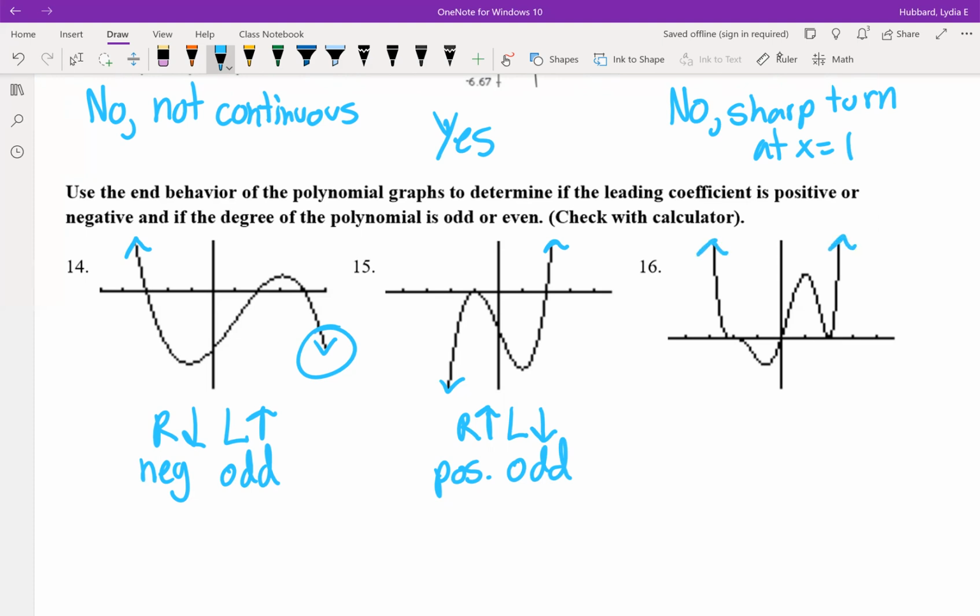And finally, the last one, we have our right side going up and our left side doing the same. So because our right side is going up, that means that we have a positive leading coefficient. And because our left side is matching our right, it's going to be an even degree.